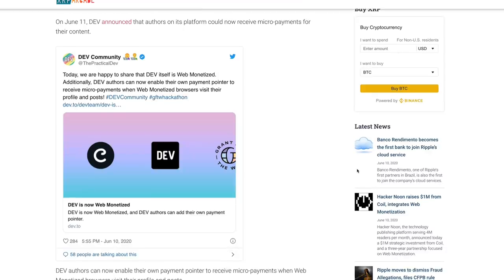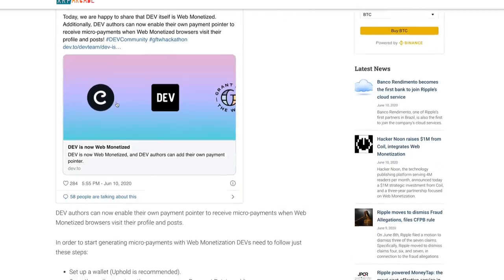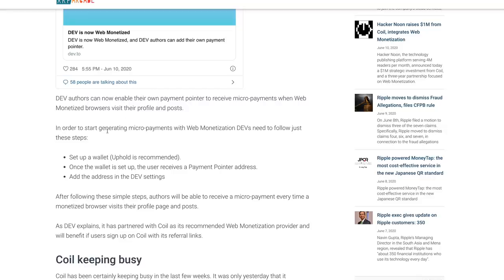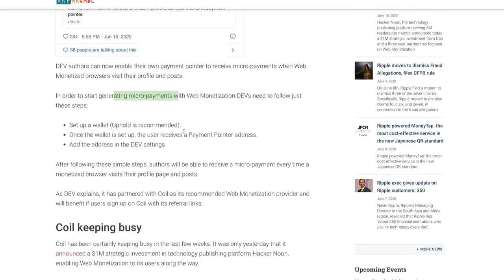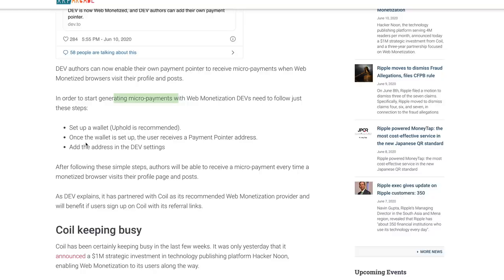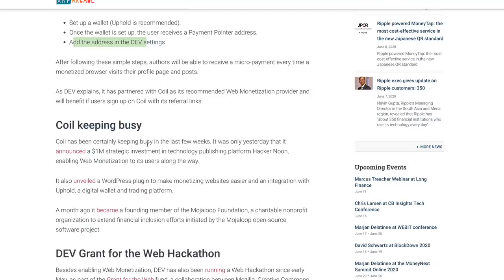And guys, here is the tweet to that regard. All you have to do is point your payment pointer to receive micropayments when web monetized browsers visit your profile and posts. And this is done via Coil. In order to start generating micropayments with web monetization, devs need to follow these steps. Set up a wallet. Once the wallet is set up, the user receives a payment pointer address. Add the address in the Dev settings. Simple as pie. And this is a Coil project.